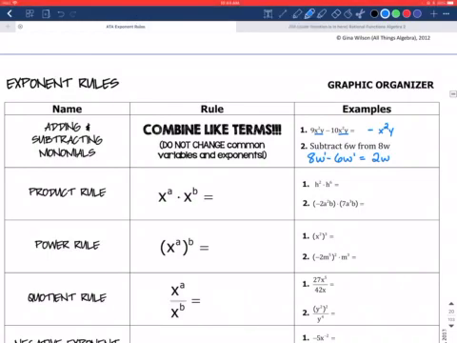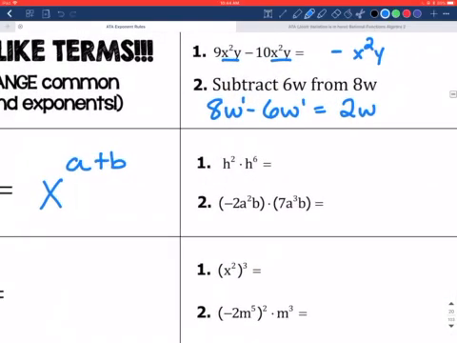Now, for the product rule, you have x to the a power times x to the b power, where x is just any random variable, and we will add those exponents. Anytime you're multiplying, so between these two monomials we're multiplying, that tells us to add those exponents. So that will be h to the 8th power.